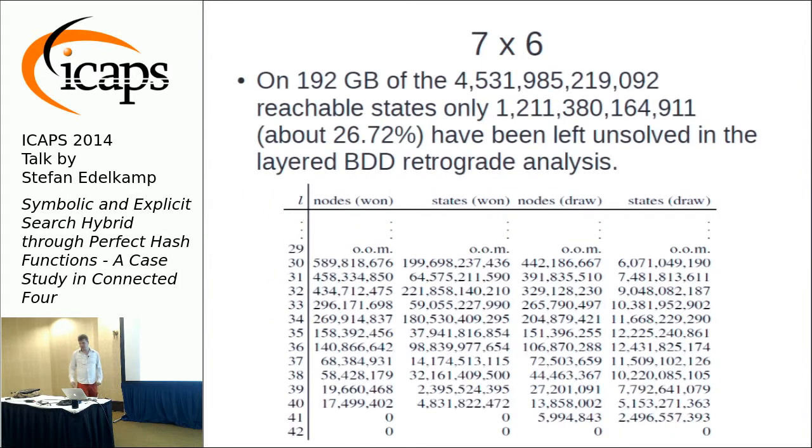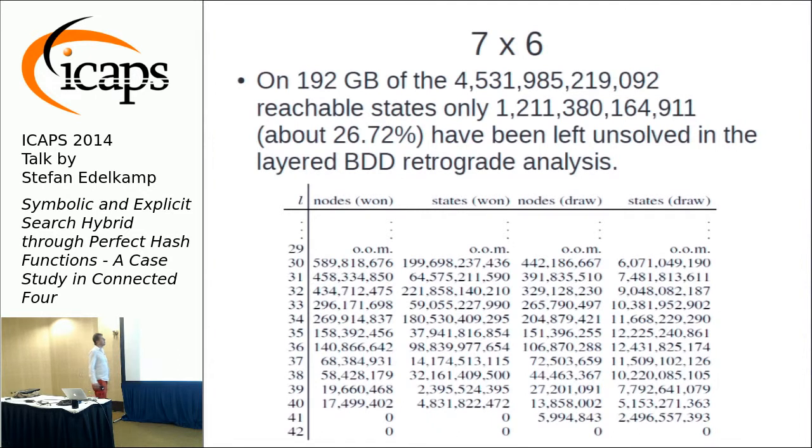The 7 times 6 was the motivation, because I want to solve this, and that was actually run on a 192 gigabyte machine by Peter in Saarbrücken, and he got forward in the BDD search, and you can also classify with BDD.